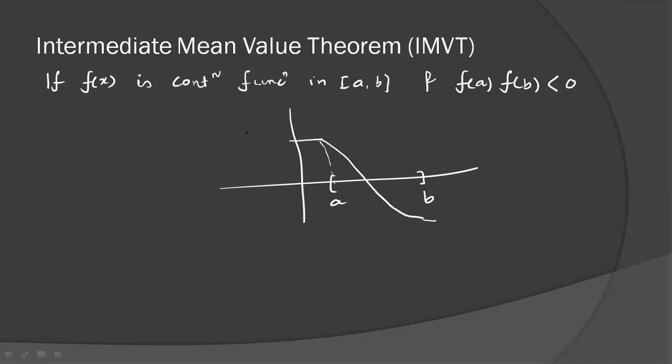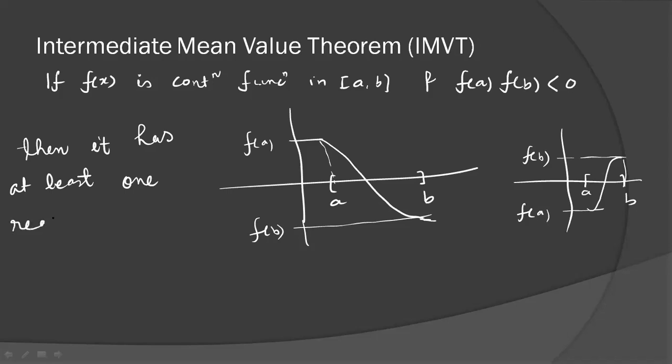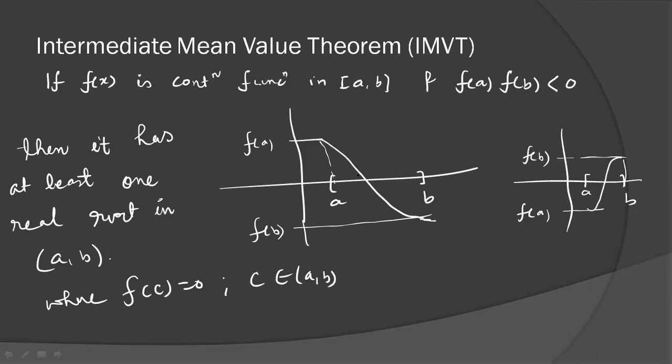at x equal to a, f(a) is positive, and at x equal to b, f(b) is negative. Or it can also look like this: at x equal to a, f(a) is negative, and at x equal to b, f(b) is positive. Both have opposite natures. Then it has at least one real root in open interval (a, b), where f(c) equal to 0 and c belongs to open interval (a, b). It means you have a root.